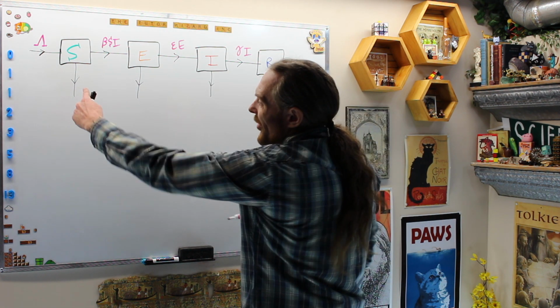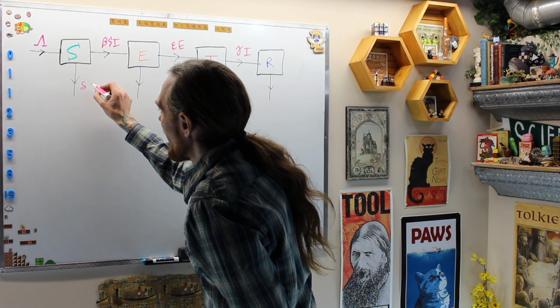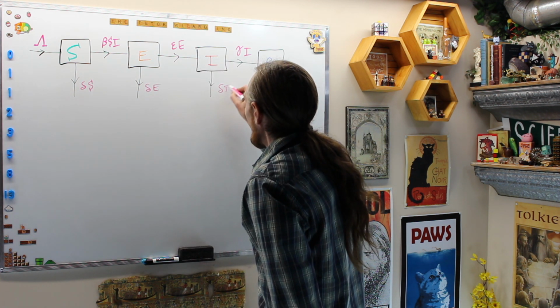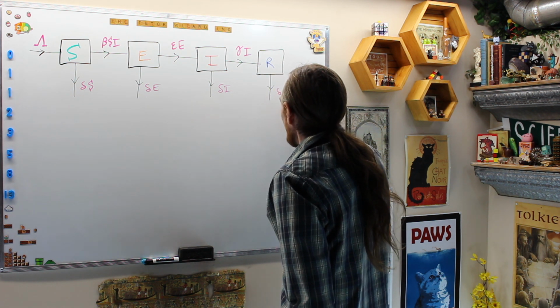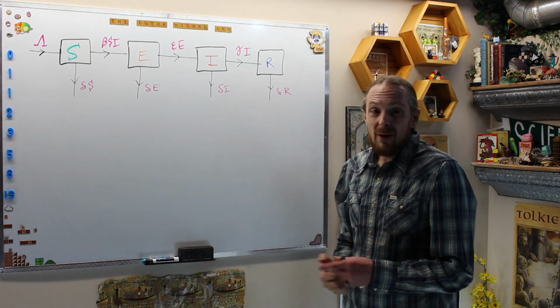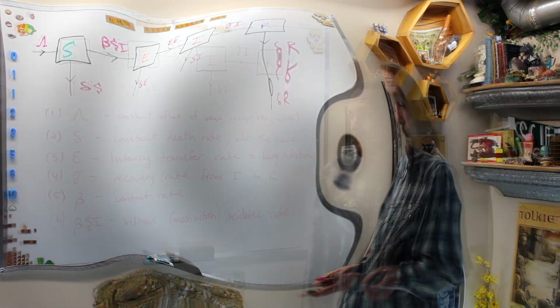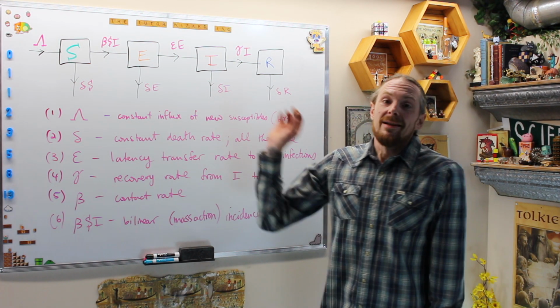And then in here, we're going to assume that we have a delta S, a delta E, a delta I, and a delta R. What are those things? Let's explain them in detail right now. So magic, there they are.